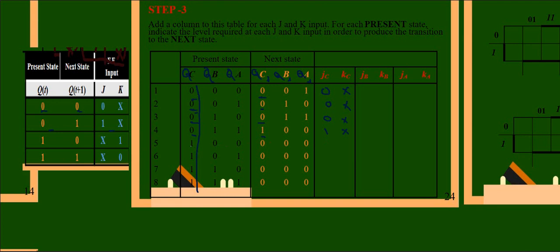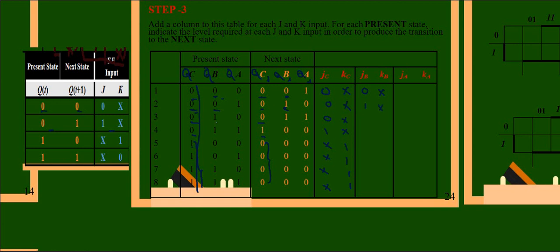Similarly, after that all are four ones and all are four zeros. Four ones and four zeros means it is changing from 1 to 0, so in all cases it is don't care 1. We can make all the cases don't care 1 in this part. Similarly we go for JB and KB. In this case it is 0 to 0, the same state, so it is 0 don't care. Similarly it goes 0 to 1, and 0 to 1 is 1 don't care.